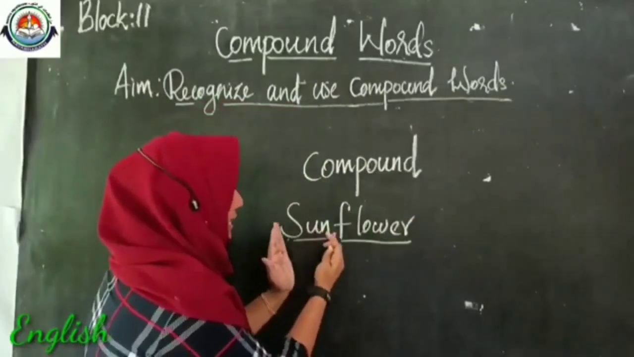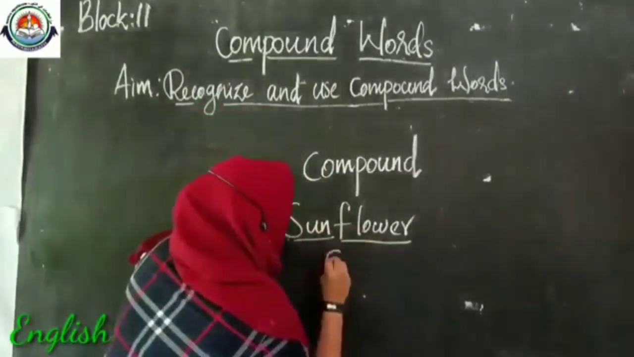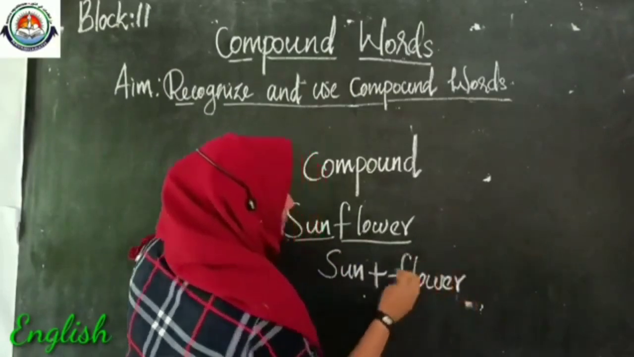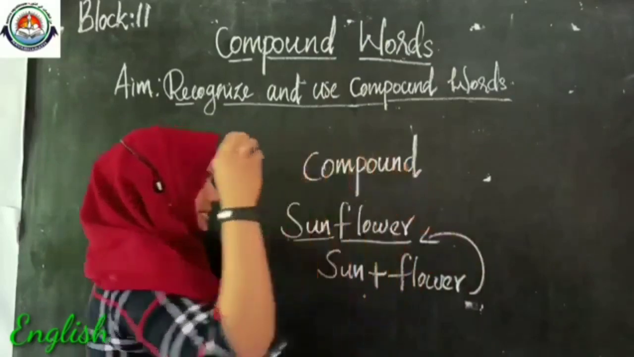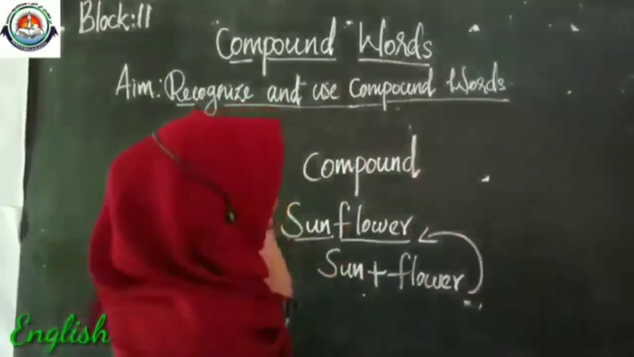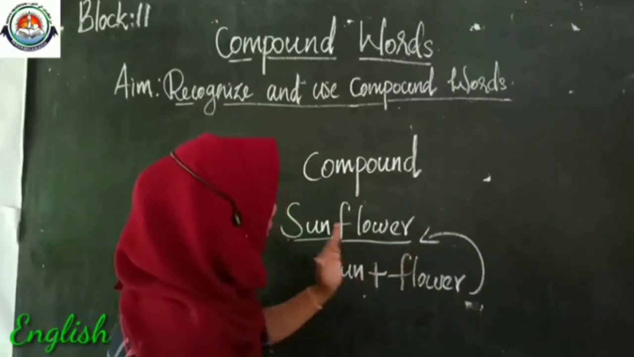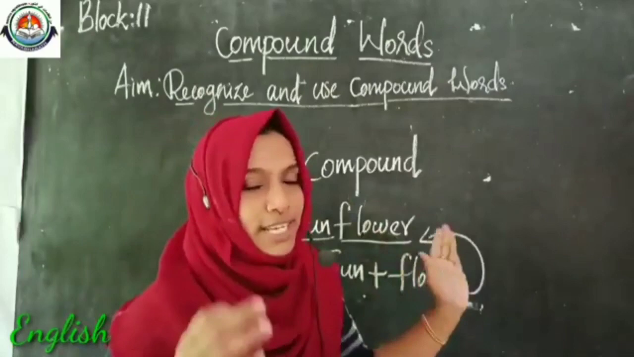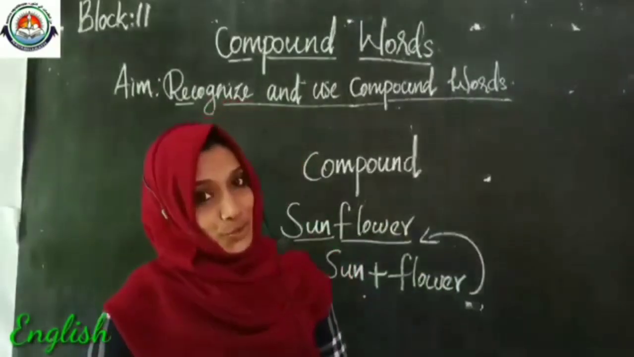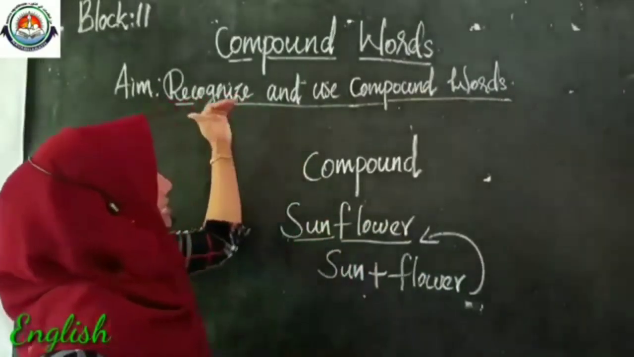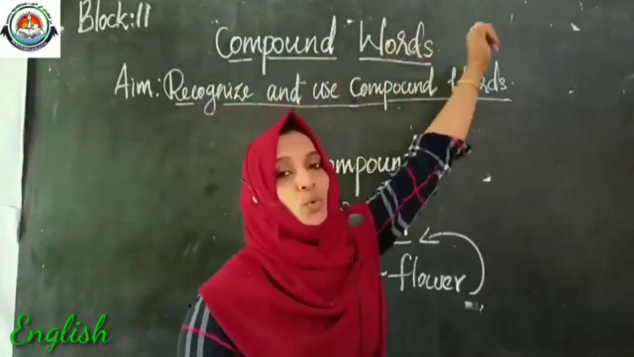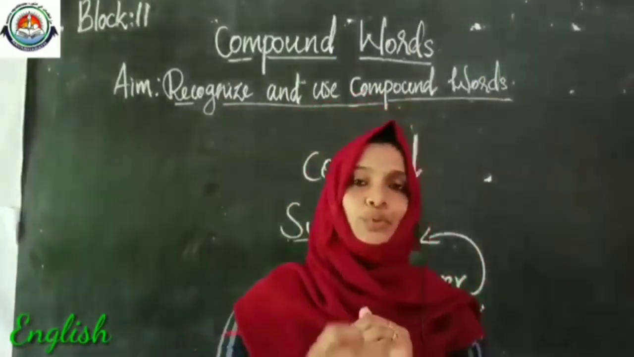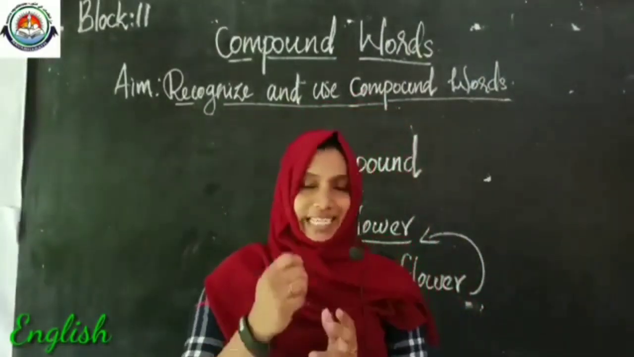Means we are adding these two words like sun plus flower to make a new word. It is sunflower. We have put two words together to make a new word. It is called compound words. So today we are going to recognize and use compound words. Means today we'll find out some compound words and we'll use those compound words in sentences.